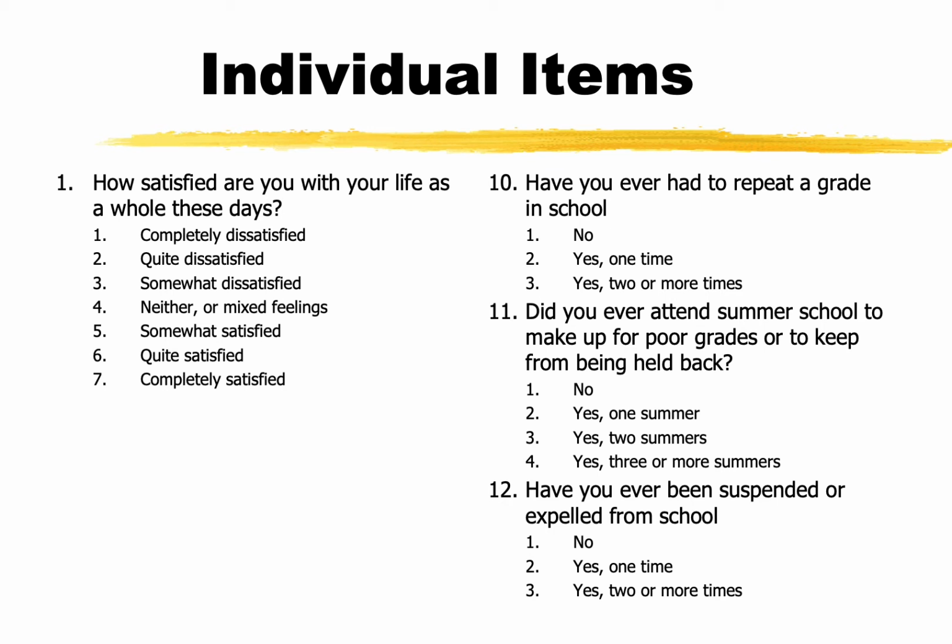To the right are 3 items related to school performance. They're not simply no or yes items, because the researcher was interested in an intermediate type response as well. So take, for example, item 10. Have you ever had to repeat a grade in school? No. Yes, 1 time. Yes, 2 or more times.